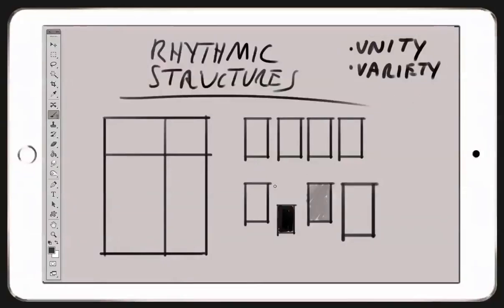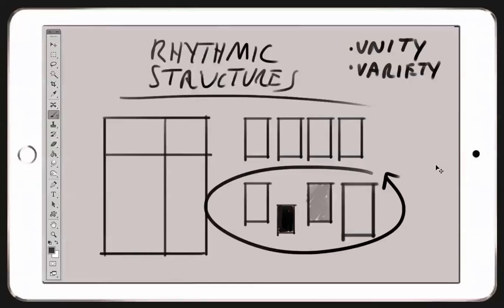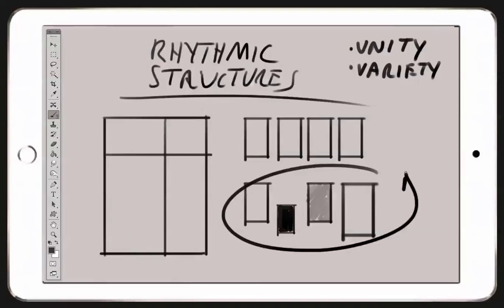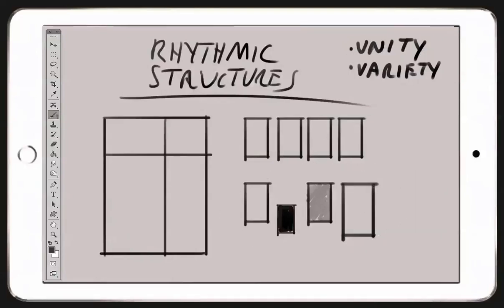The unity consists of the same kind of rectangle shape repeated again and again. The variety or diversity exists in the fact that these shapes have been varied in their size and in their values. So in order to achieve unity, you have to repeat the same kind of shape again and again, but then you have to apply variety to that shape, like you see here, varying those other shapes.